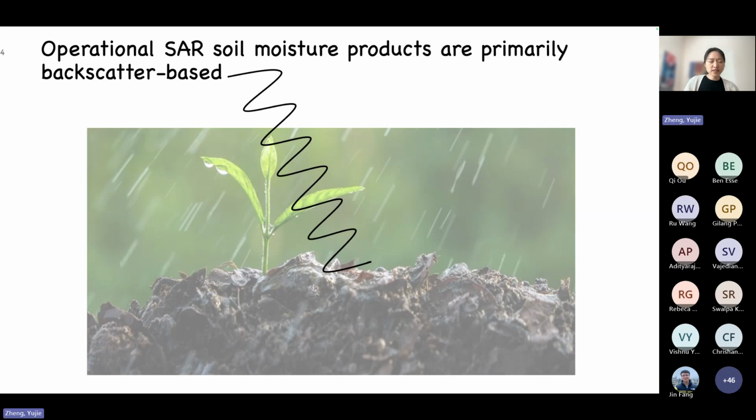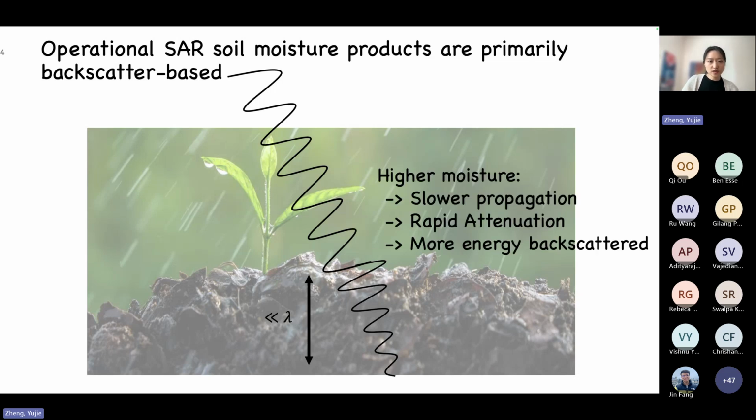So I want to talk a little bit about how SAR is sensitive to soil moisture. At microwave frequencies, radar interaction with the soil is governed primarily through the dielectric constant. As the microwave reaches the surface, it can penetrate the soil to some depth, typically much smaller than its wavelength, and as it propagates in the soil, it slows down and attenuates. If soil moisture increases, the effective dielectric constant will rise rapidly, which makes the propagation even slower and attenuation more rapid, which will cause more energy to backscatter to the radar. In practical terms, this means that if you have a wetter soil, you will see a brighter radar pixel. So this is the forward process.